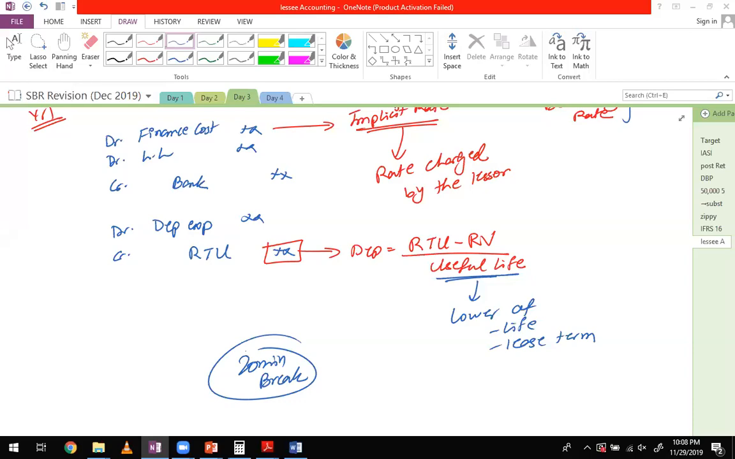Mandeep, the actuarial gain or loss is basically the remeasurement gain or loss. In other words, we can call it the remeasurement gain or loss.